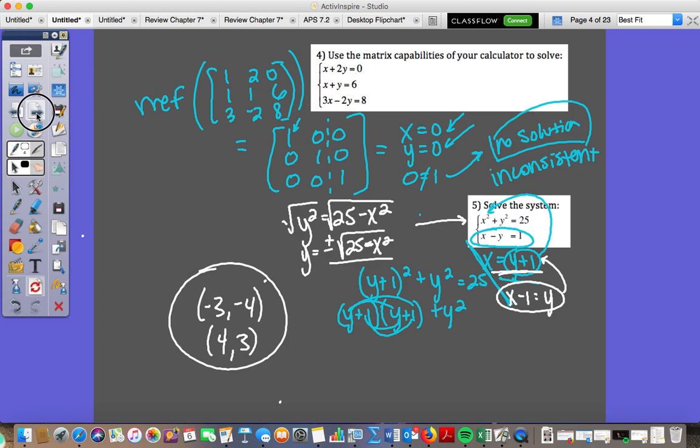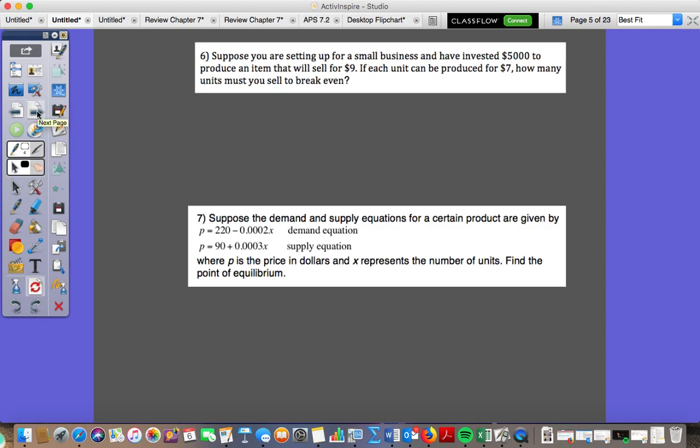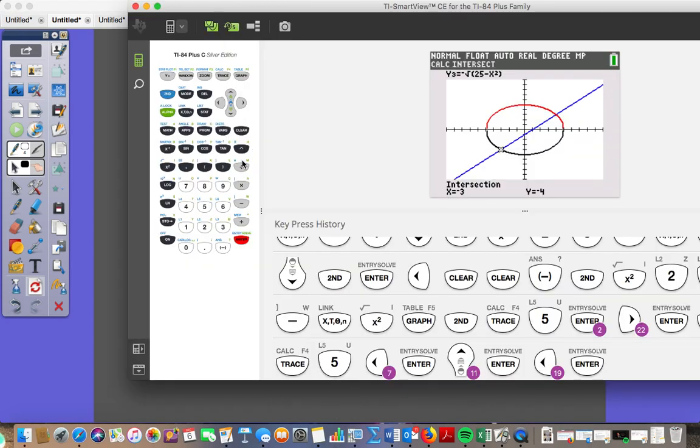Good stuff. Number 6. Ooh, yes. Number 6 and 7. I will say number 7 is also a calculator question. I can look at that one here in a second. In fact, let's do 7 since we're on this calculator theme.